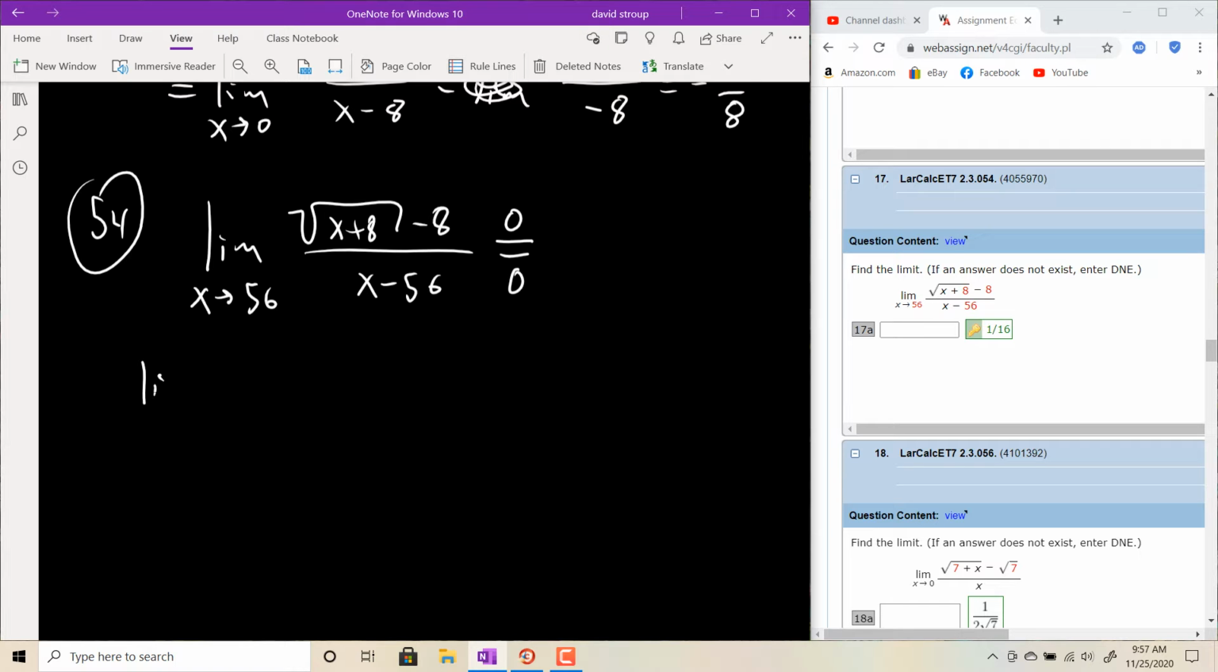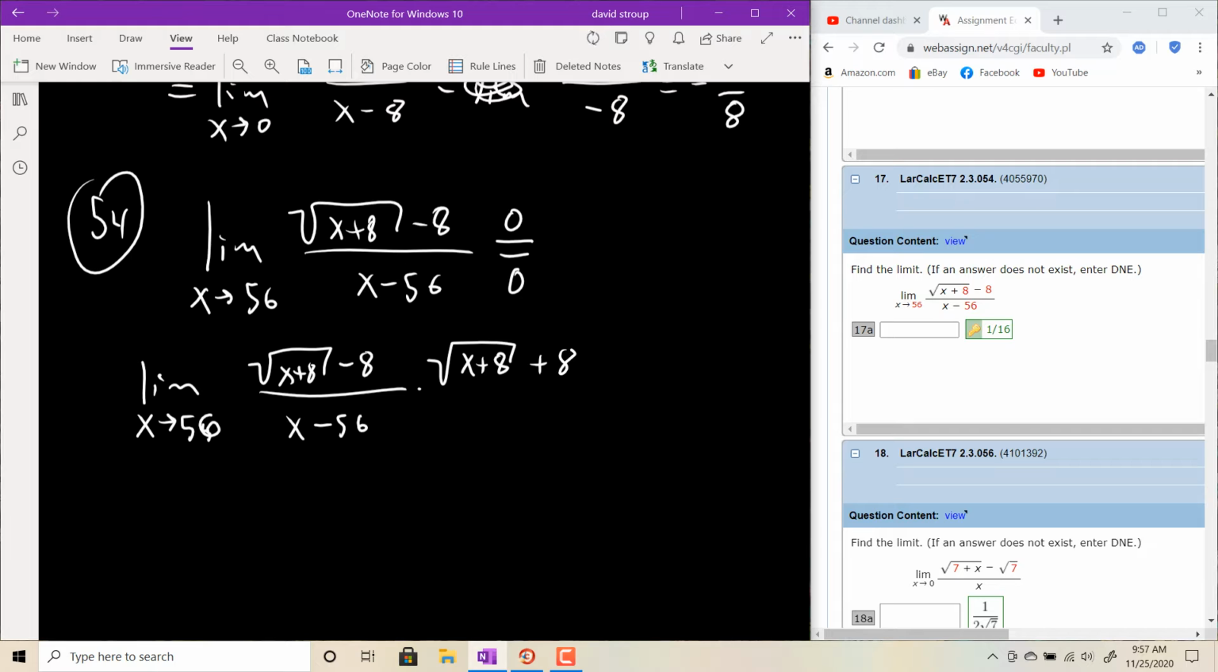And the algebra that makes it work is to multiply top and bottom by sort of the conjugate, right? So let's see how that worked. Instead of minus 8, you're going to go plus 8. And if you do it to the top, you have to do it to the bottom.